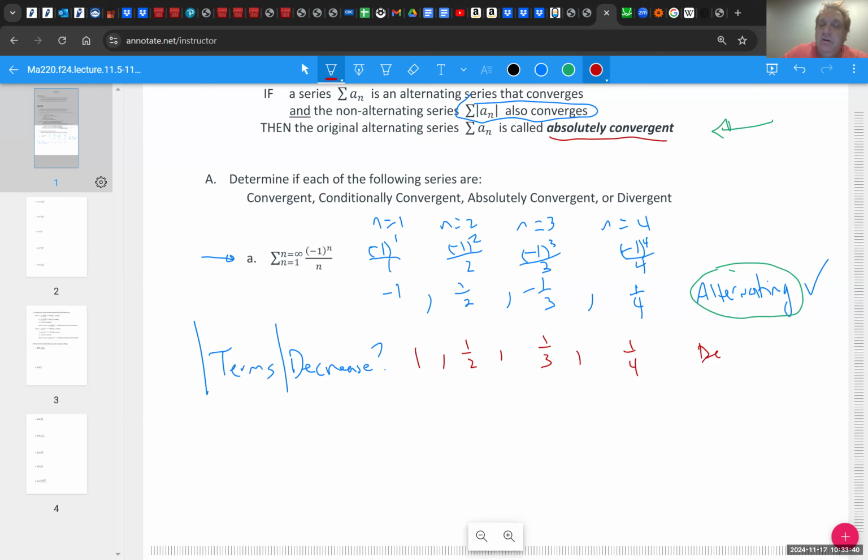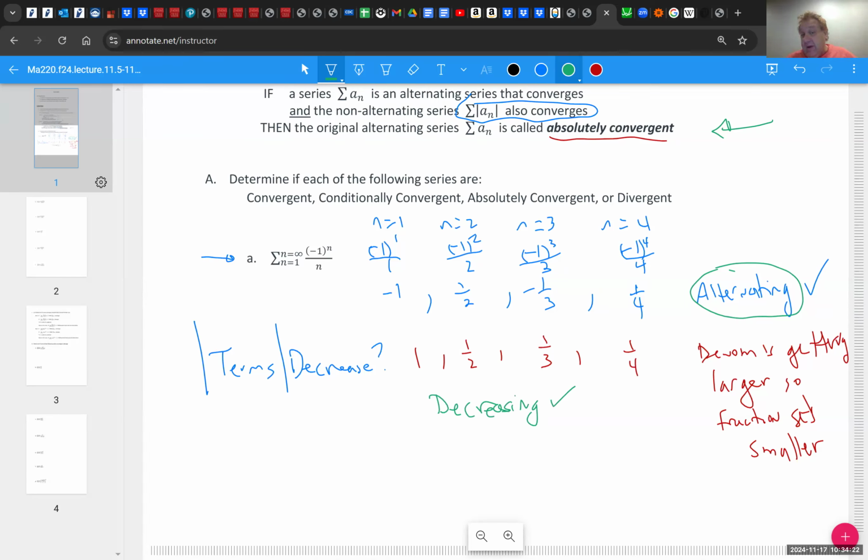The denominator is getting larger. And as we know, when you have a larger denominator, it makes a smaller fraction, a smaller number. The denominator is getting larger, so the fraction gets smaller. All right, so then we know that the terms decrease. Yes, we do. So decreasing. Okay, so it's alternating, it's decreasing.